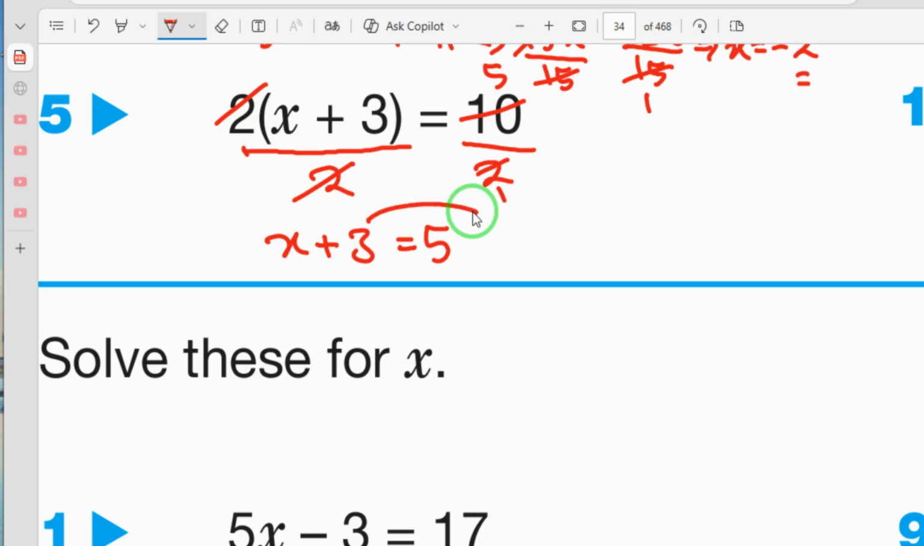Then we carry plus 3 to the right side, and it becomes negative. x is equal to 5 minus 3. Then x is equal to 5 minus 3, which becomes 2. This is the answer.